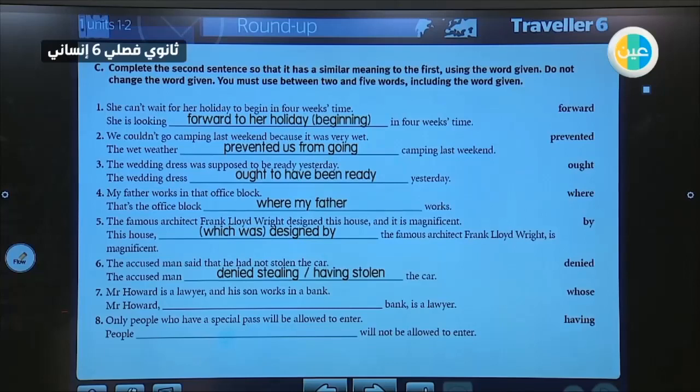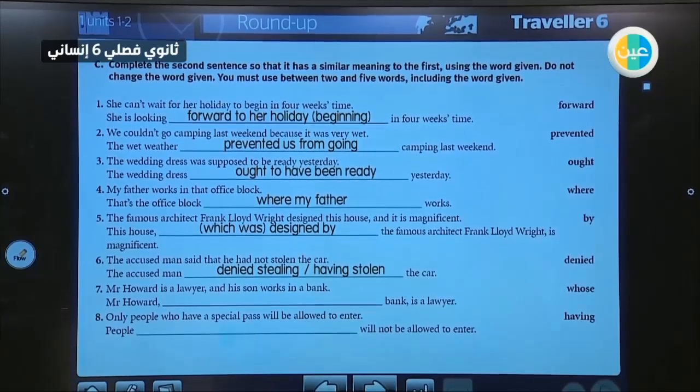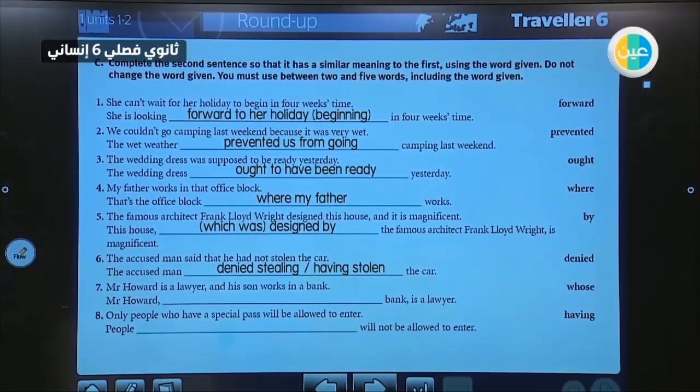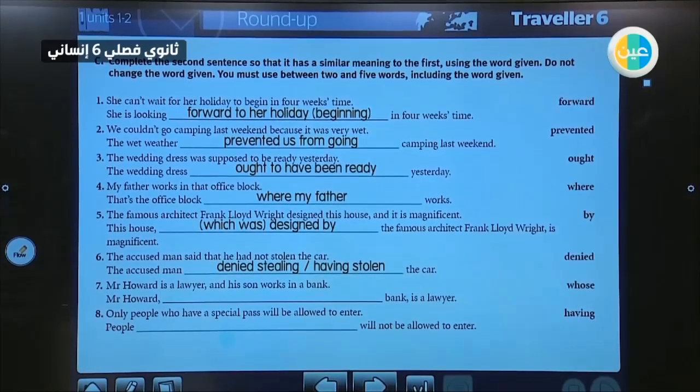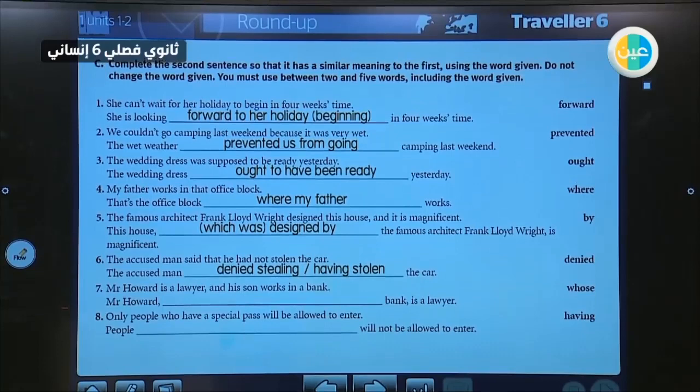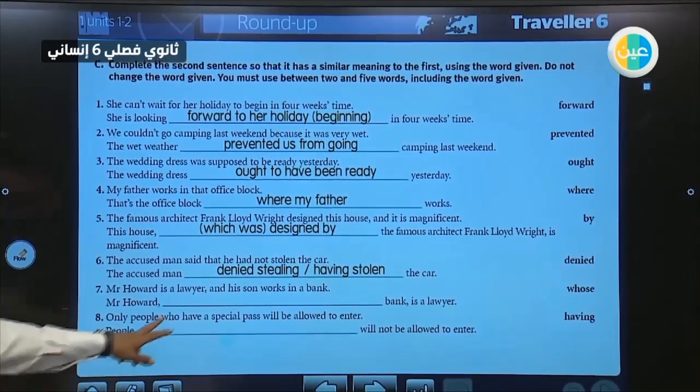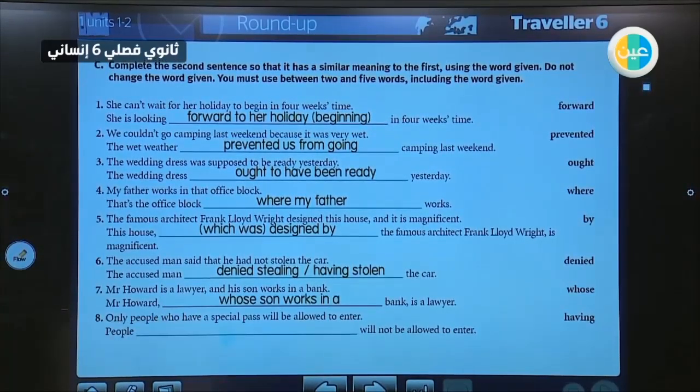Number 7, Mr. Howard is a lawyer and his son works in a bank. Mr. Howard, bank, is a lawyer. Okay, we have to use the word whose, so the answer is Mr. Howard, whose son works in a bank, is a lawyer.